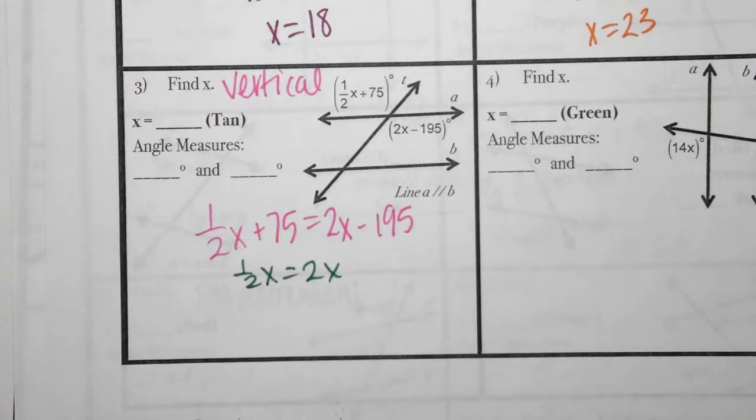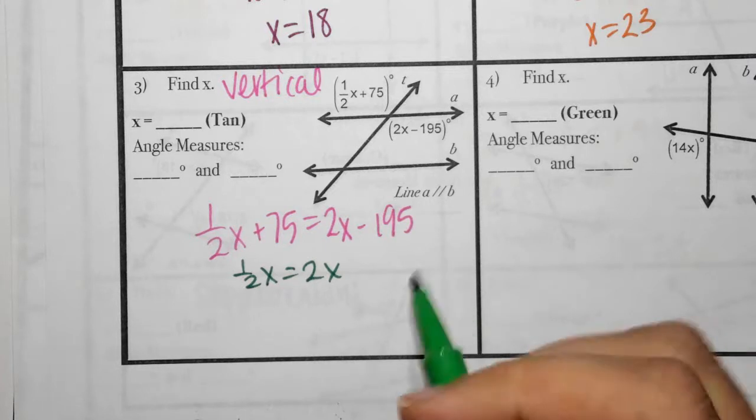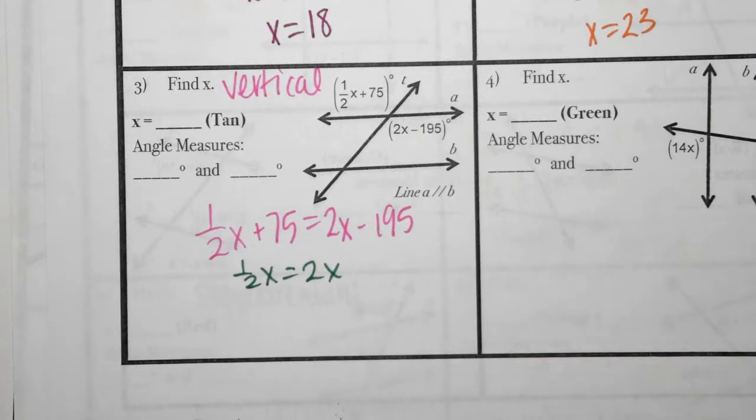What's negative 195 minus 75? You add 3x to 14x or subtract 3x? It's negative 190. You have a calculator. Do negative 195 minus 75. Oh my gosh.